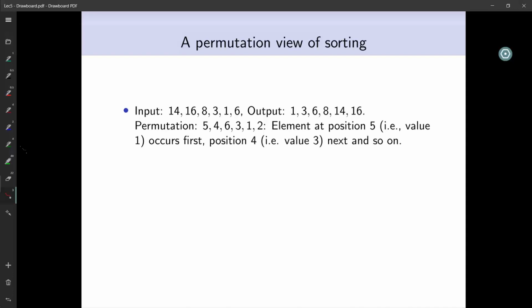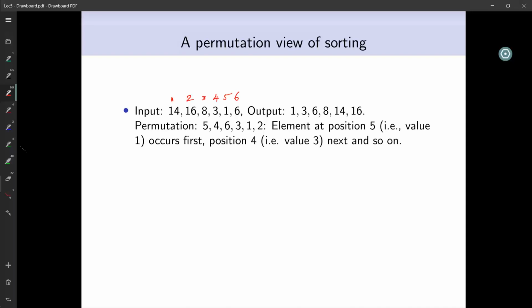What does it mean? This says 5 occurs first. So where is 5? There is no 5 in the array, right? For that, we just label these elements as 1, 2, etc. up to n. So I label this as element 1, element 2, element 3, element 4, element 5, element 6. It just says value occurring at position 1, value occurring at position 2, etc. These are not values 1, 2, etc. The actual values are written there.